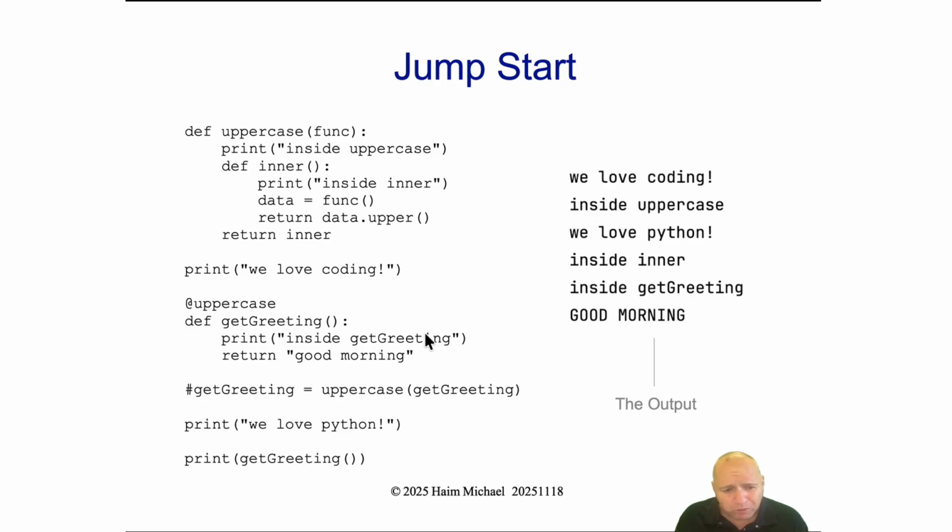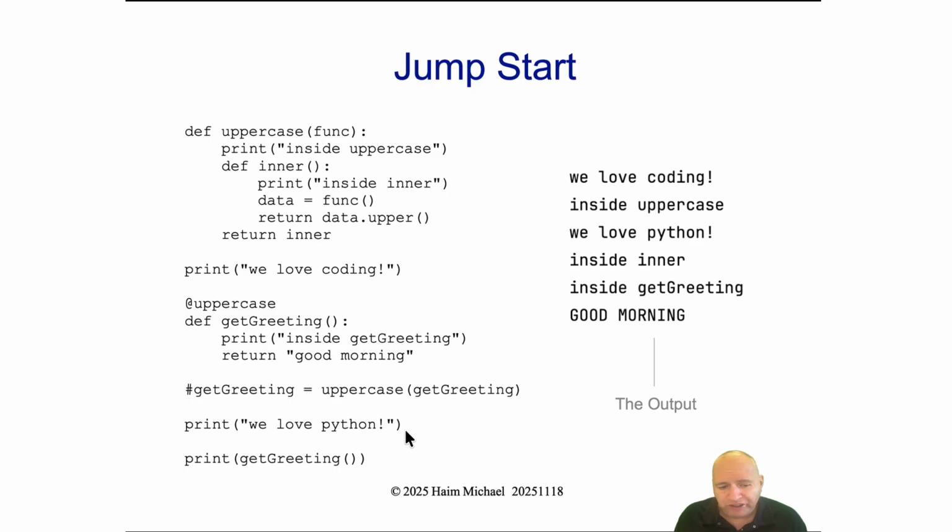So what actually happens is that the object that represents getGreeting is created, and its reference is passed over to uppercase, and whatever uppercase returns, and in this case it returns the inner function, or to be more precise, the reference to the inner function, is now assigned to getGreeting. So the only output for now is inside uppercase. Then we see the text print "we love Python."